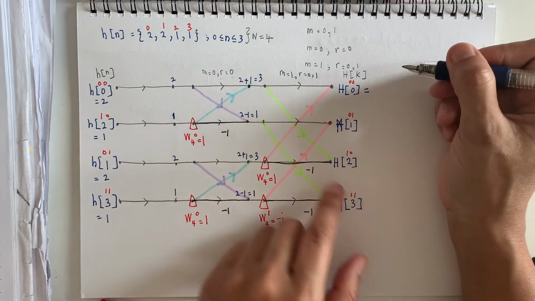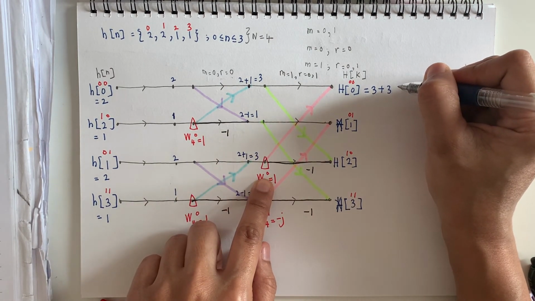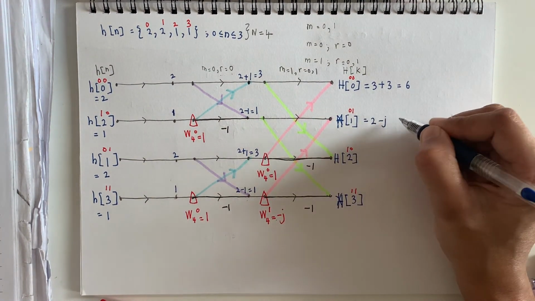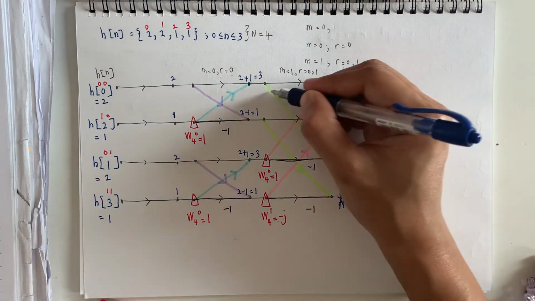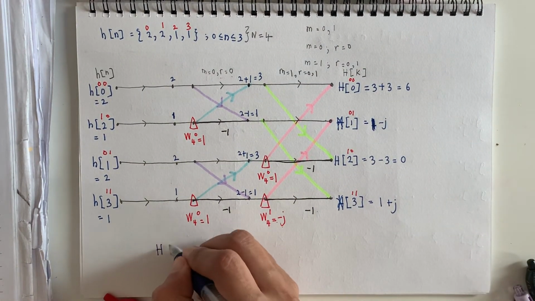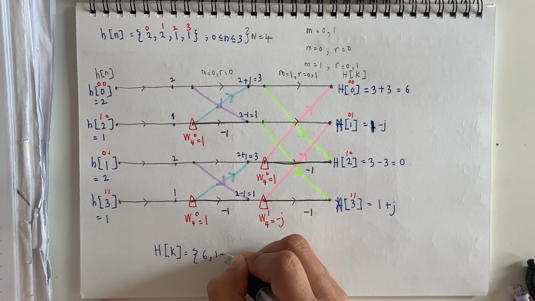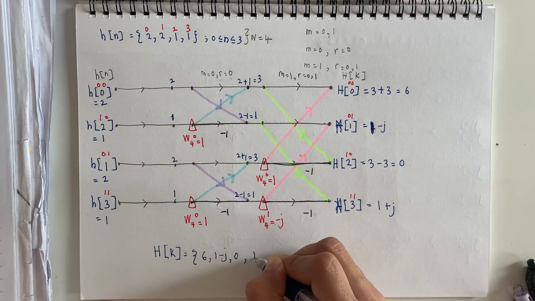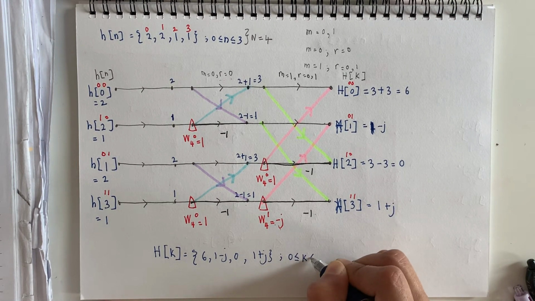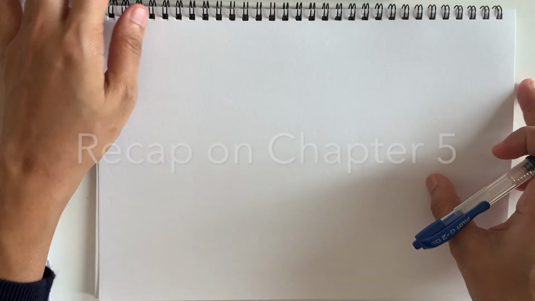Next H0, 3 times 1. So your HK is equal to 6, 1 minus j, 0, 1 plus j. The range is from 0 to 3. Okay, done. This is just the recap.